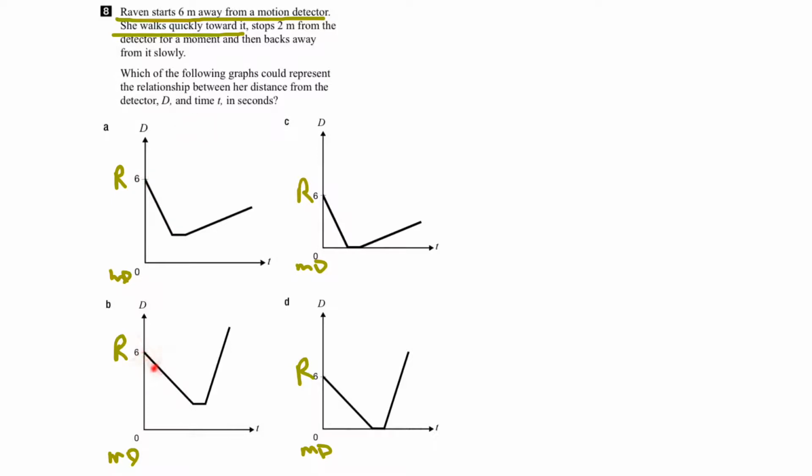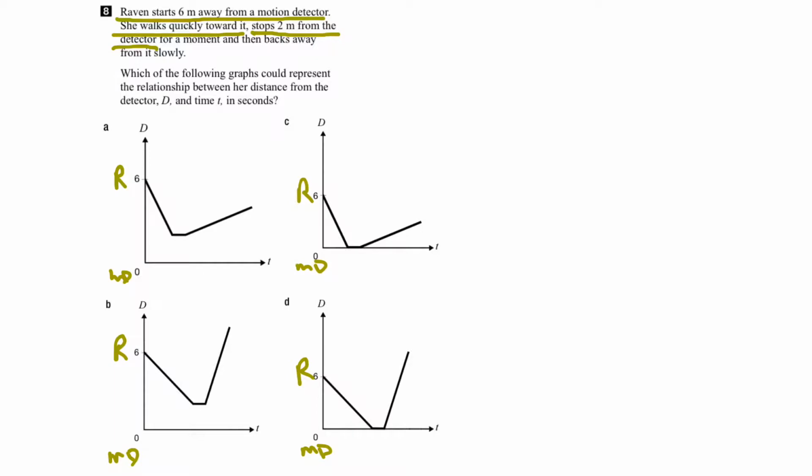Option B, she's walking toward, yes, and the slope is fairly steep, so we could say that would hold true so far. Option C, again, she's walking toward and it's fairly steep. Option D, walking toward, not as steep, but could still represent the scenario. Okay, let's bring in more information. She stops 2 meters from the detector.